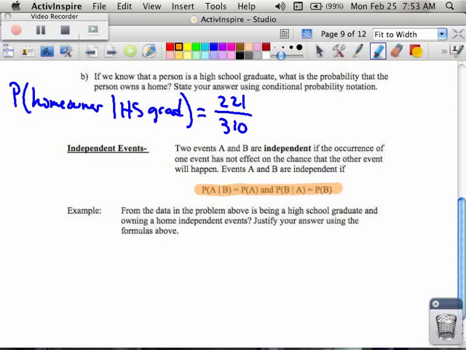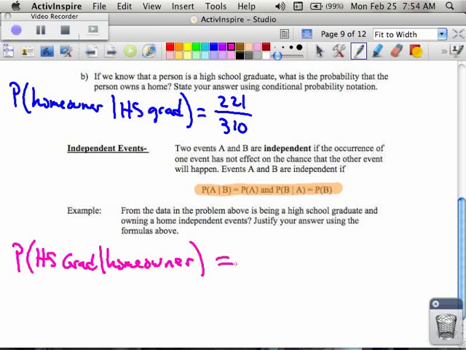So if we look at being a high school graduate and owning a home independent, we could look at, for example, the probability of being a high school grad, given that you're a homeowner, should be equal to the same thing as being just a probability of the high school grad, if that's true based on the formula up above. So we look at these two things. So we did the high school grad and homeowner. That was the 221 out of 340.